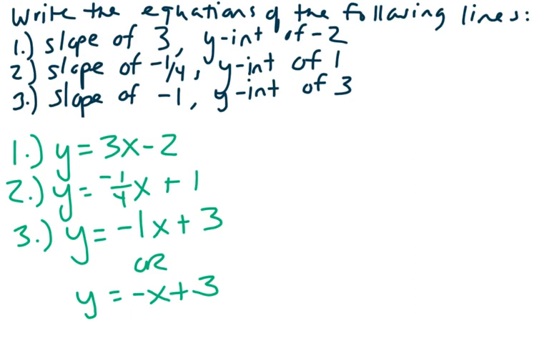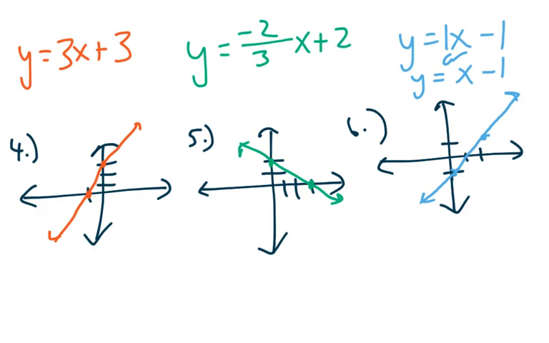Right, so for the first 3, y equals 3x minus 2, or 3x plus -2. y equals negative 1/4 x plus 1, and y equals negative 1x plus 3. You don't need the 1 there, though, because negative 1 times x would give you negative x, or the opposite of whatever x is. So you could just write negative x plus 3. Not a bad idea just to remember that if you do see the negative x, it could be written as negative 1x.